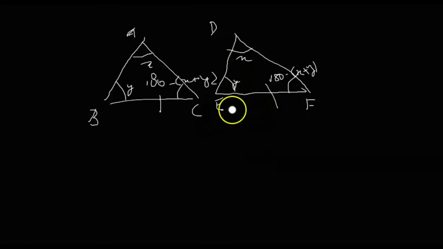So will this be congruent? Yes, because this side is in between these two angles. That is, this side has become an included side, which means these two triangles are congruent. So if AAS criteria is satisfied, then also the two triangles will be congruent.